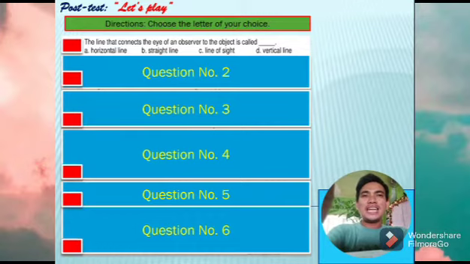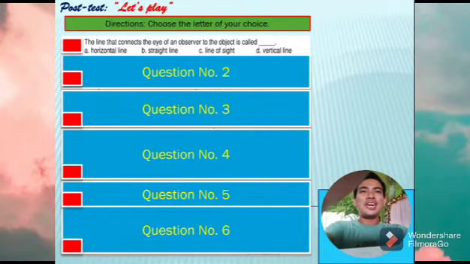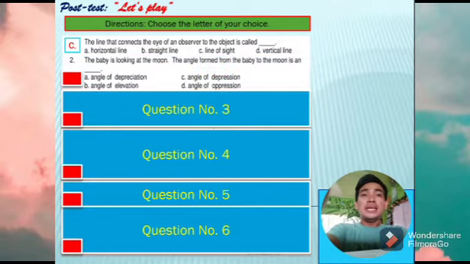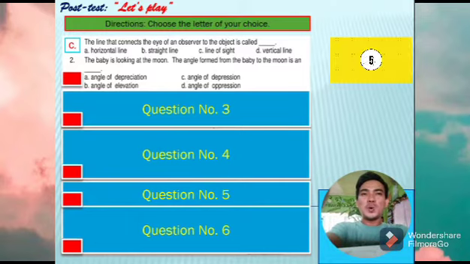Question number 1. The line that connects the eye of an observer to the object is called... There you go. Go. And the correct answer is line of sight. That's correct. Let's proceed to question number 2. The baby is looking at the moon. The angle formed from the baby to the moon is a blank. Ready? Go.